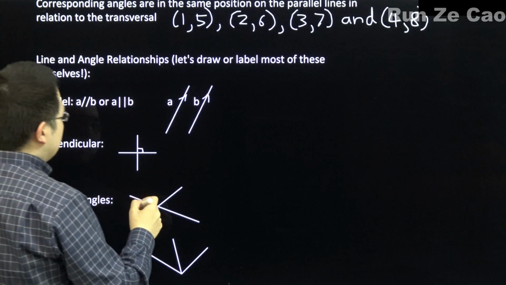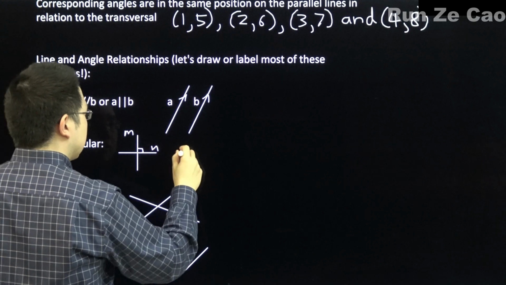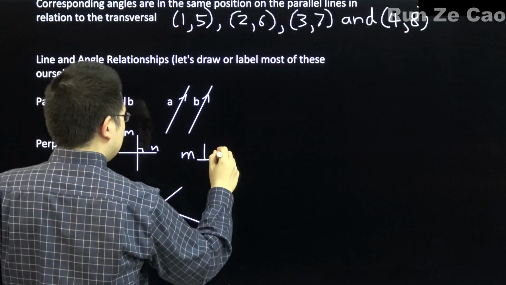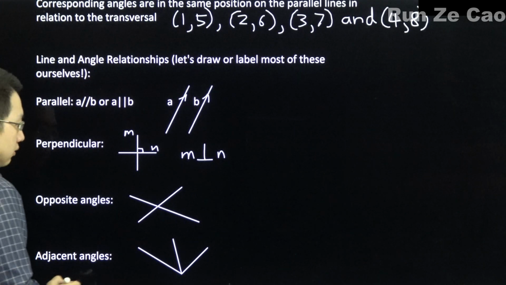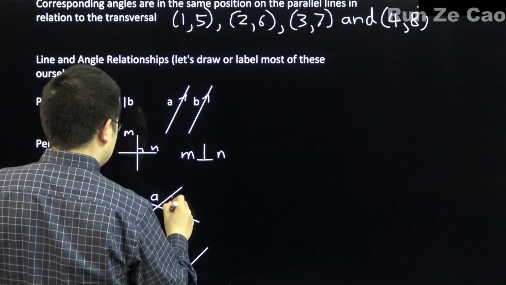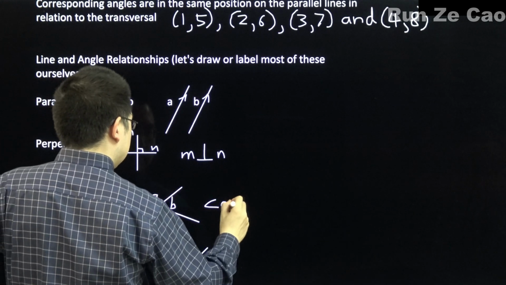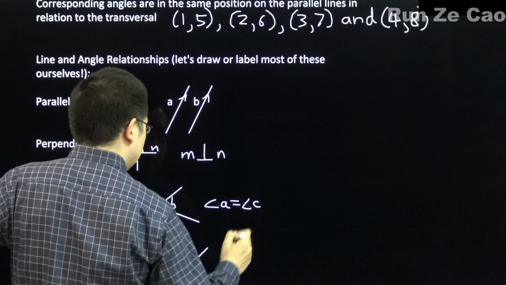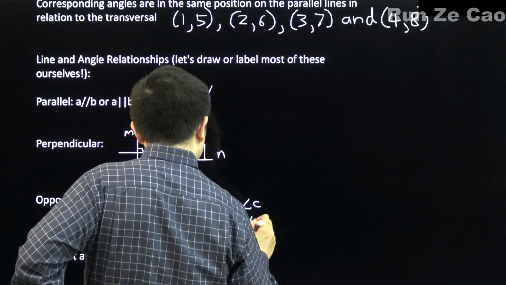Perpendicular, you would use this little squarish symbol. And we would write this as, let's say this line is M and this line is N. This would be M is perpendicular to N. Opposite angles, you would have, say, A, B, C, D, and you would say angle A is equal to angle C, and angle B is equal to angle D.